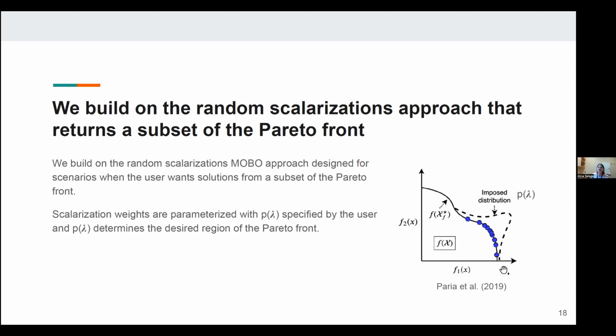Here's a nice handy cartoon from their paper. We have two objectives on the two axes, and the solid black line corresponds to the Pareto front. The dashed line shows you this imposed distribution P of lambda. When we perform optimization under this construction with the imposed distribution of the scalarization weights, we end up with samples, shown here in blue, that are returned where the P of lambda tells them to be, and therefore we only focus on part of the Pareto front and not the whole Pareto front. So this is how we can constrain our optimization by imposing this distribution over scalarization weights.